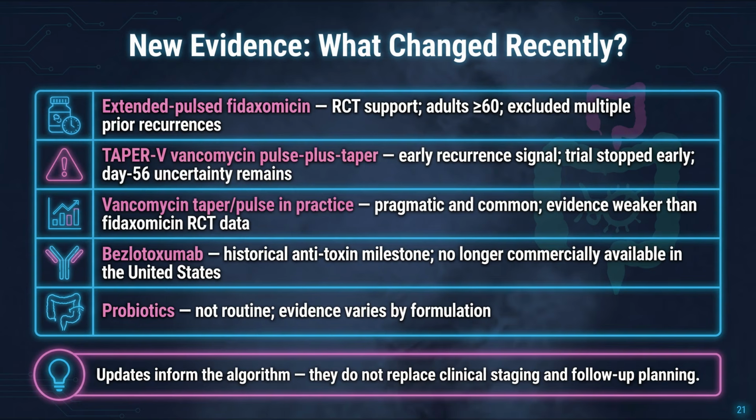Bezlotoxumab is best taught as a historical milestone, the first FDA-approved monoclonal antibody against C. difficile toxin B, proof that antitoxin prevention can work, but it is no longer commercially available in the United States.